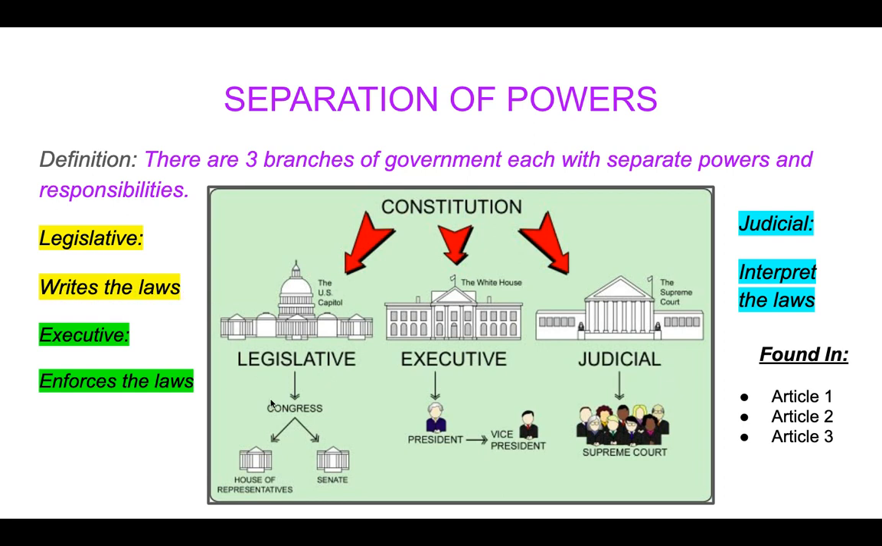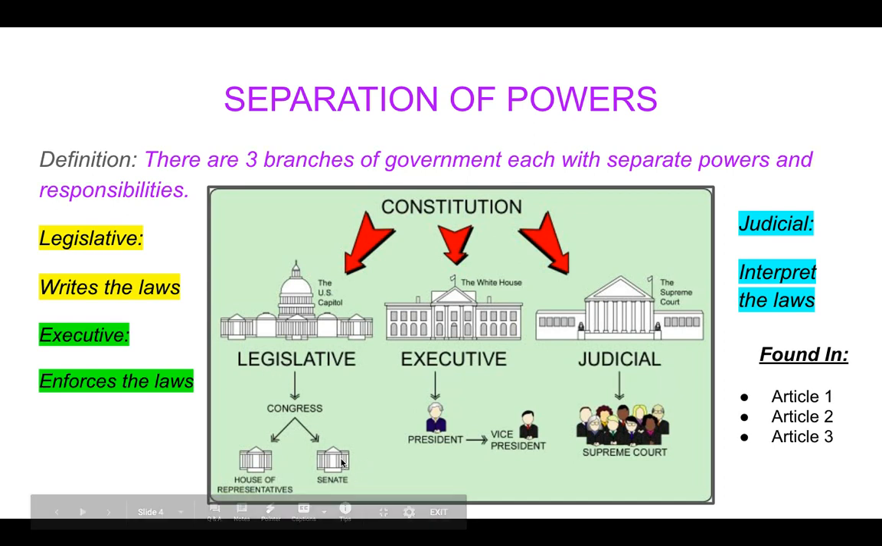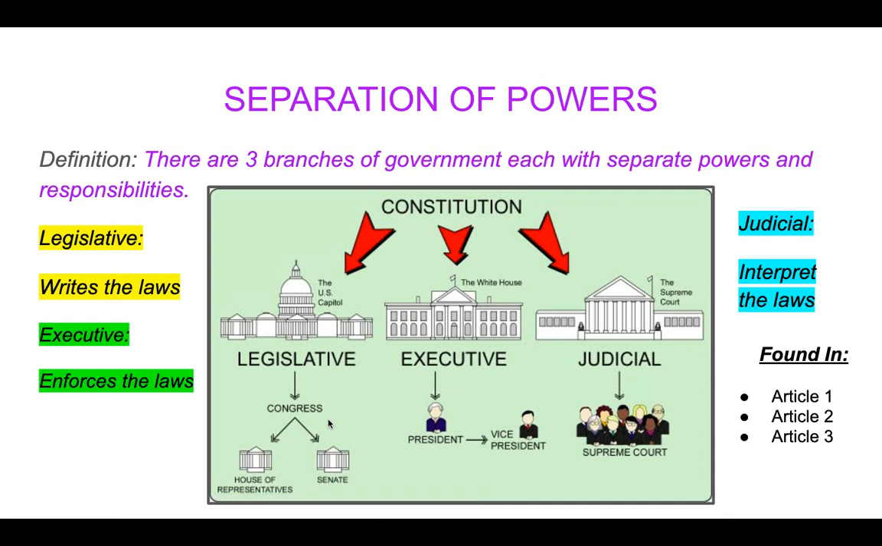We have 2 parts because we have a bicameral legislature. House of Representatives and the Senate. This was that 3/5 compromise. I'm sorry, not 3/5. I don't know why I said that. This was that compromise of the New Jersey plan and the Virginia plan.